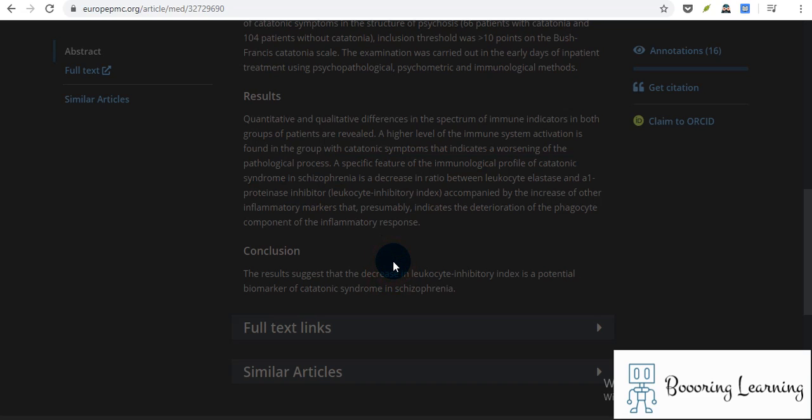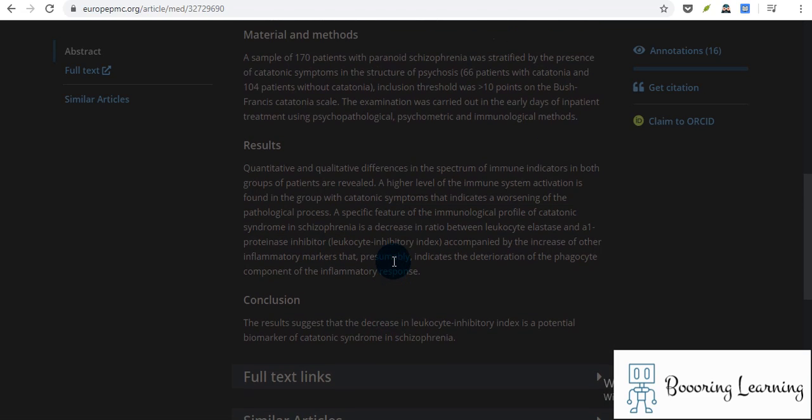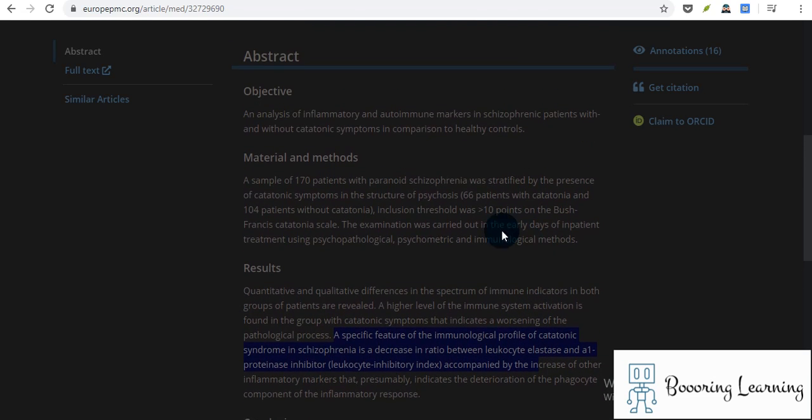I think we also need to see the effect size and how they are really different. So I'm not sure, it means compared to all the other groups, I guess. I mean, because there are 3 groups in this study: healthy controls and other patients without catatonic symptoms.